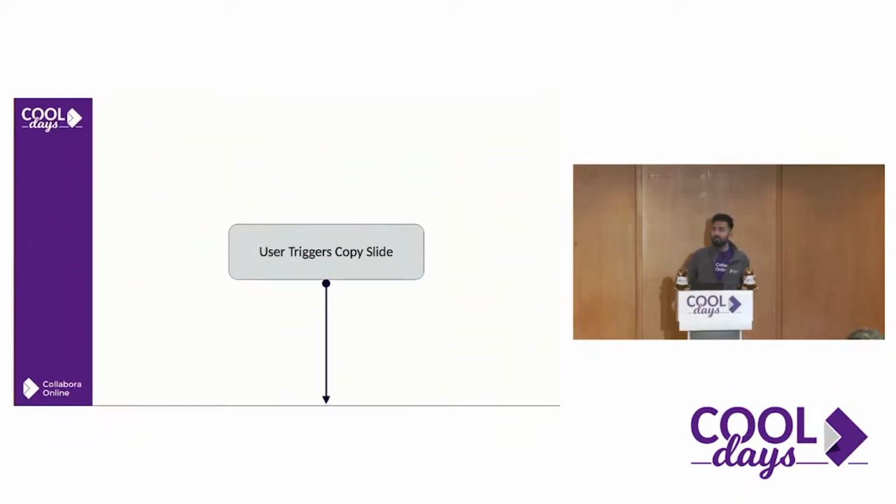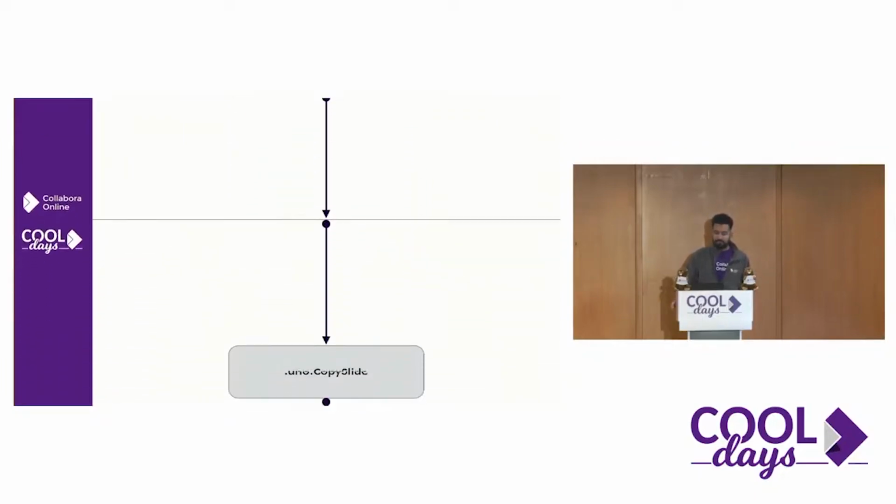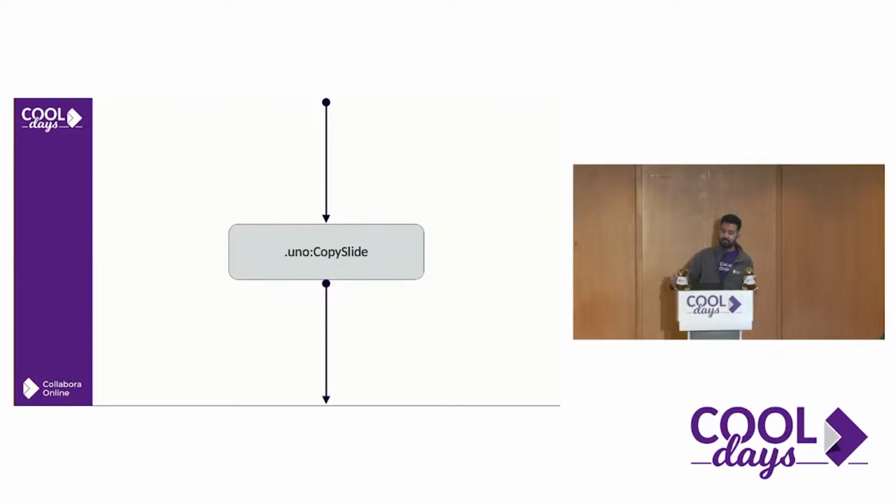So the simple thing is, first the user triggers it. And hopefully we only copy when the user triggers it. We want the user to press Control C after selecting a slide to copy it. And hopefully they press it only once. And then we issue this copy slide command. Why do we need a separate copy slide command when the copy command also exists?